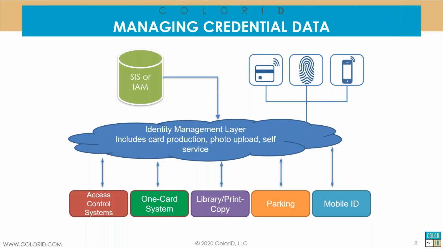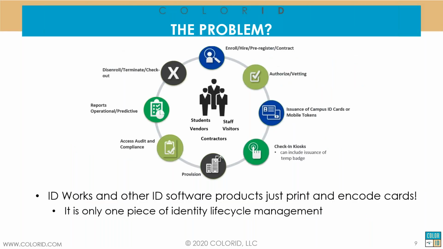We'll see how it plays out, but it addresses this problem, and that's what we call the identity lifecycle and how to manage that. And it starts at enrollment or hiring or contracting, right up there at the top. It moves through. Now you've got to authorize those people or vet them. Are they who they say they are? You issue them campus ID cards or mobile tokens. Maybe you have check-in kiosks or mobile ways to interface with the system in a self-service manner. You provision the tokens, the cards, the mobile credentials. Then you have audit and compliance.